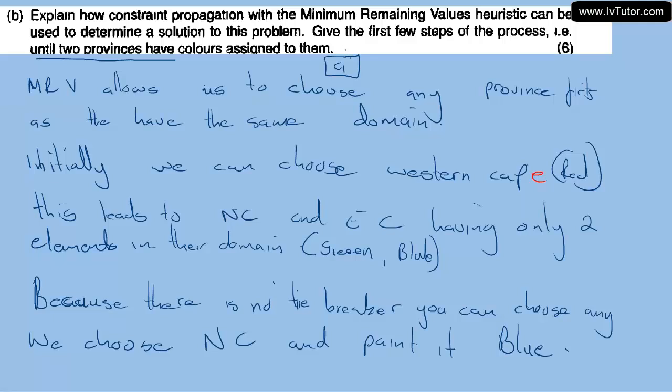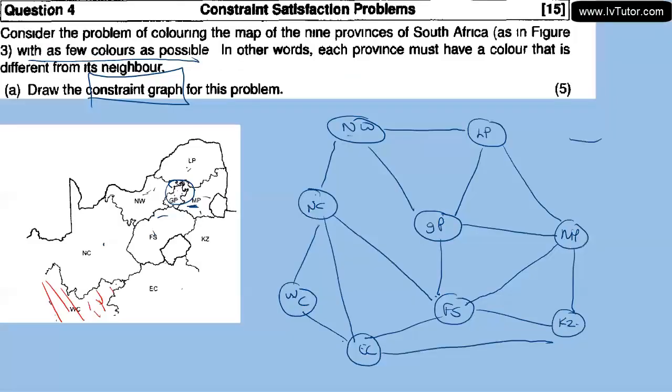Kuda, on the previous slide, I think you missed one constraint: Northwest and Free State. There we go.